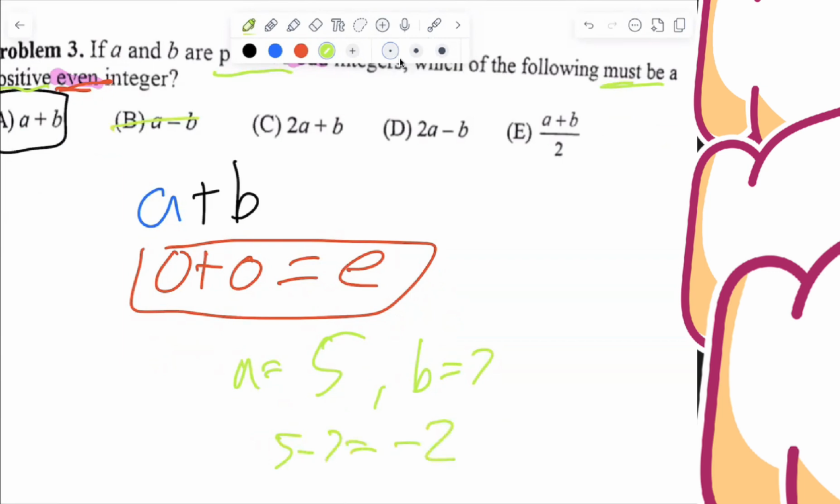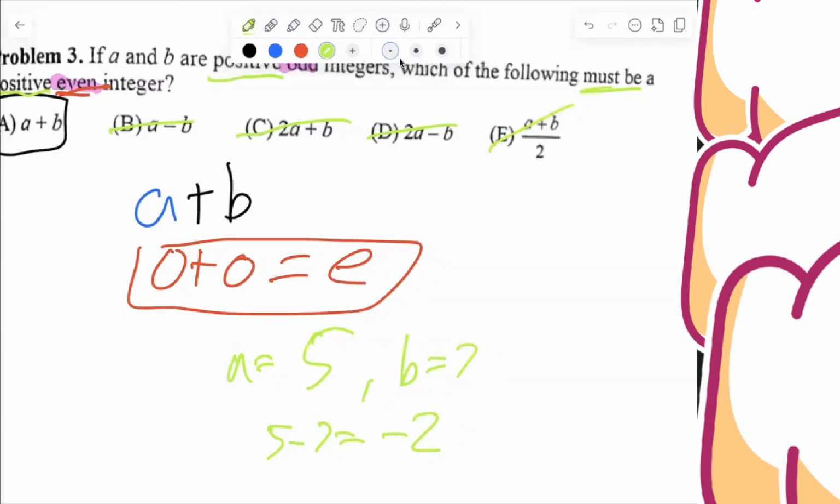Similarly, 2 times A is even, and an even plus odd is always going to be odd. So this one can be ruled out. Same for D, E, we do not know because an odd plus odd is even. Divided by 2, we don't know if it's either odd or even. So we can rule that one out.